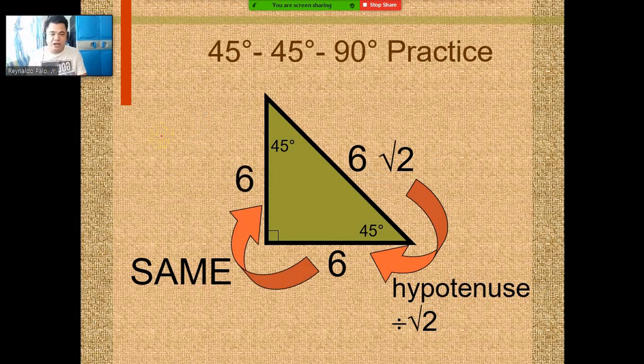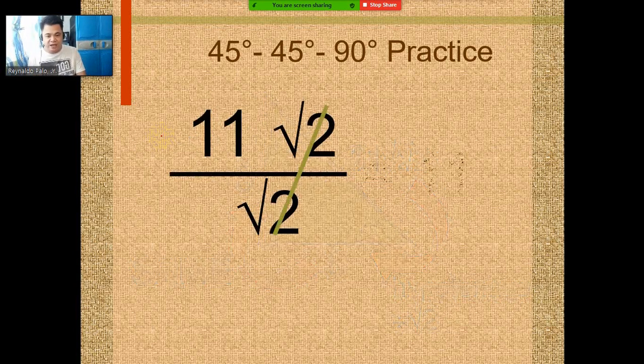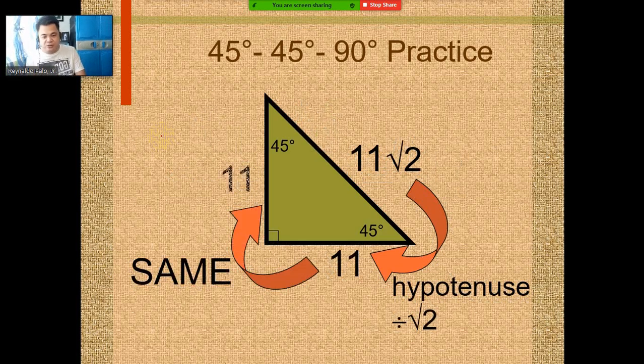Okay, so you can actually use your calculators as an aid in solving, or a scientific calculator, so that you can visualize what the answer really is. Next, 11 square root of 2. The legs are 11 and 11. Very good. So for those who can follow, you are doing a great job.